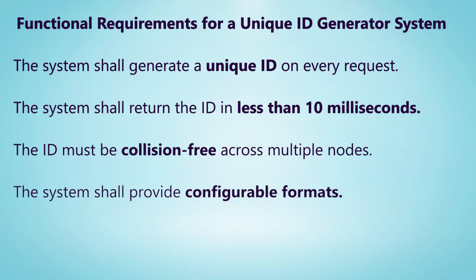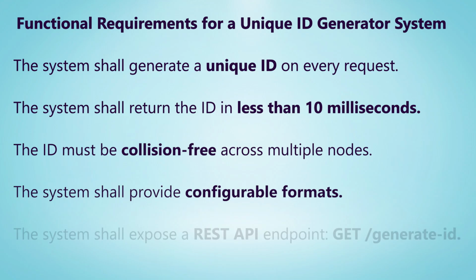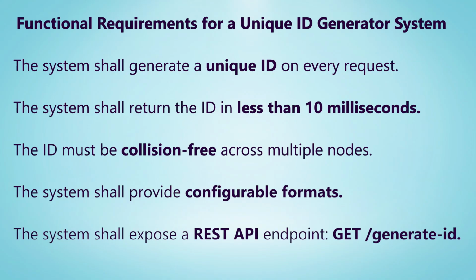And what are these configuration formats? Let's say we want our IDs only to be numeric: 1, 2, 3, 4, 5, only digits should be present. Or we may require an alphanumeric format, ABC123, or a UUID, or it could be a Snowflake-style unique identifier that was developed by Twitter. It has multiple things: a sign bit, machine IDs, a unique identifier, a timestamp, and multiple things combined to create one ID.